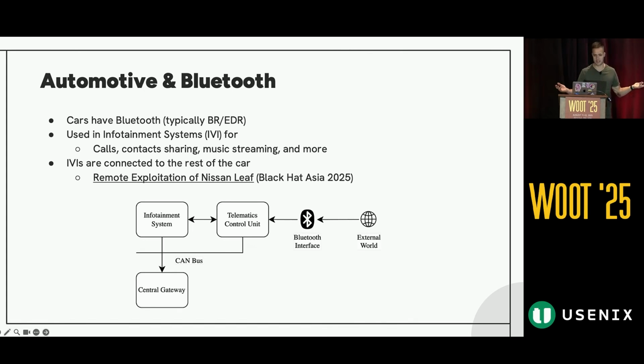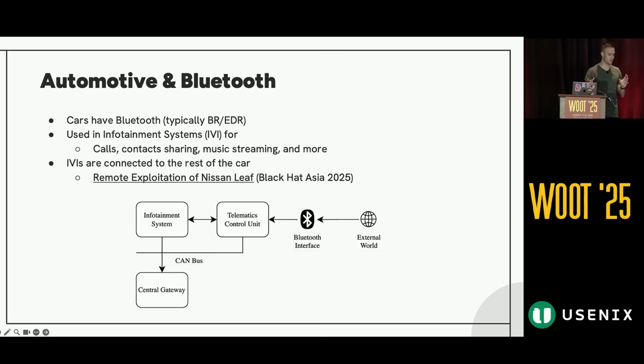Mostly classic Bluetooth. It is used for infotainment systems, so to connect your phone, play music, use Android Auto or CarPlay nowadays. It uses the profiles that we saw before to do calls, contact sharing, and of course music streaming and more. One issue with this, and which makes it one of the most interesting things, is that the infotainment systems are connected obviously to the rest of the car.